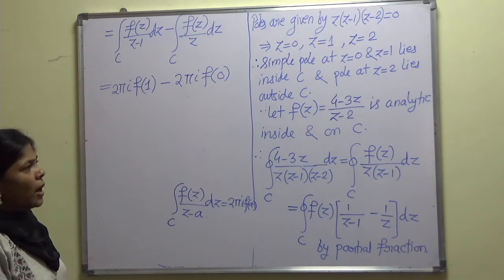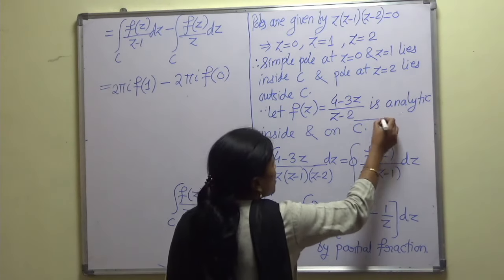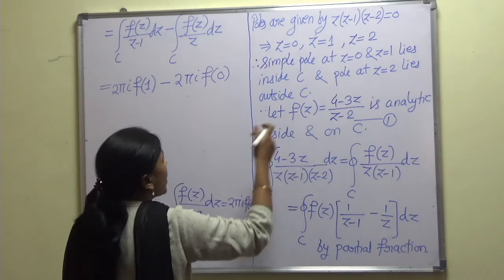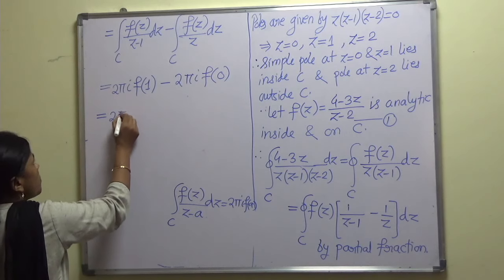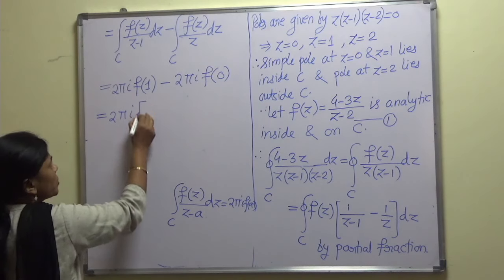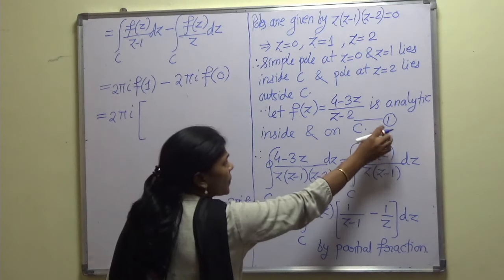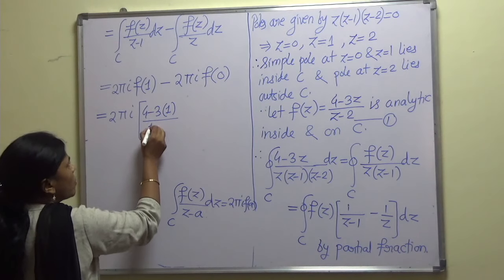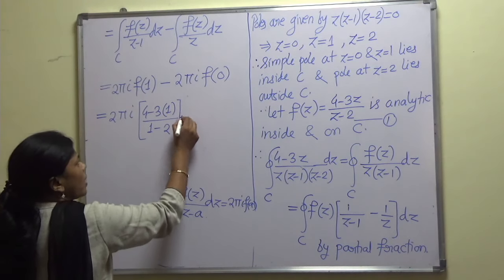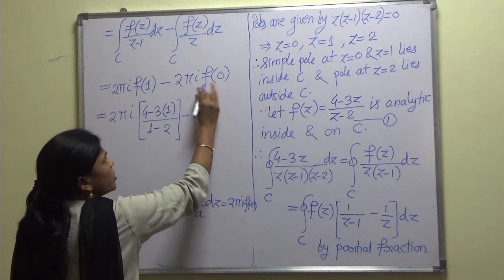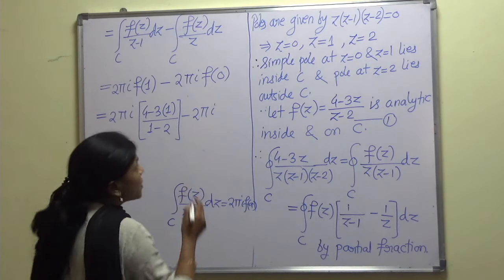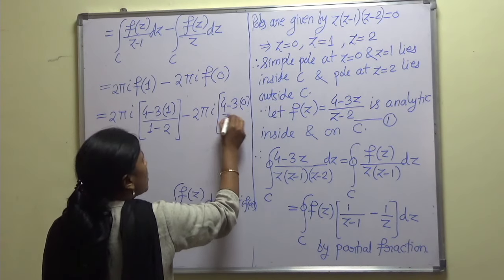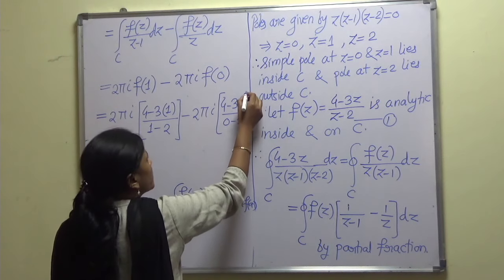Now, how to get this f of 1 and f of 0? We will make use of equation 1. Put z as 1 in expression 1. So we get 2 pi I f of 1, which is 4 minus 3 into 1 upon 1 minus 2. And for the next one, we put z as 0 in this expression, so we get 4 minus 3 into 0 upon 0 minus 2.